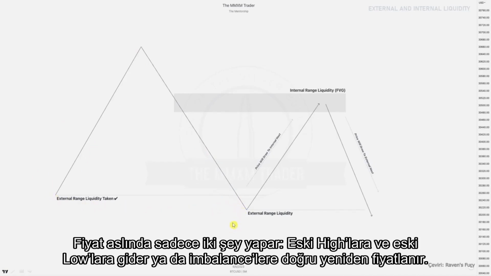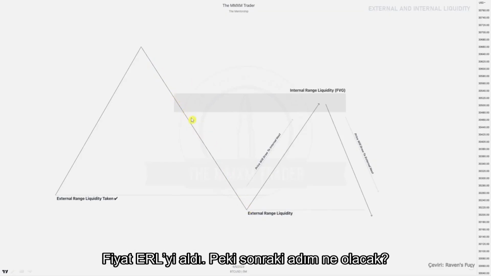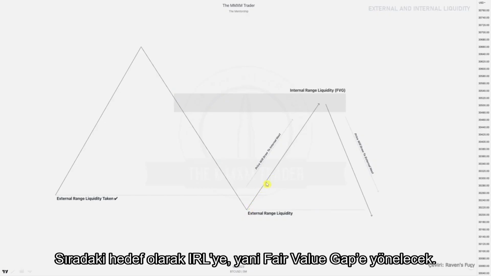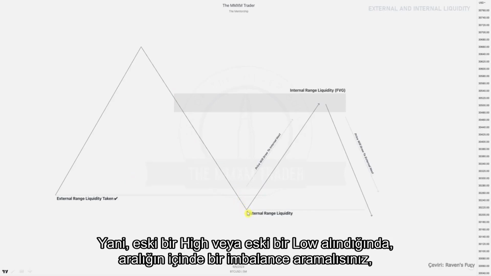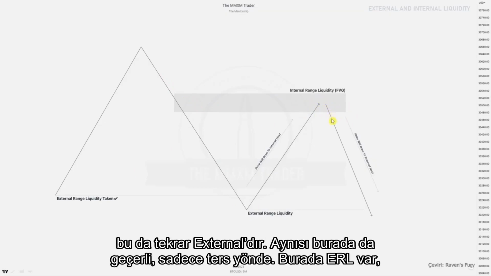Now, price only does two things, right? It goes to old highs and old lows, or seeks to reprice into imbalances. So in this range where we draw lower from, there was a fair value gap or an imbalance up higher. Price took out external range liquidity. So what is the next thing price will do? Price will draw to internal next, which is that fair value gap. So think about it, when you see an old high or an old low get raided, you want to look for an imbalance inside that range to get repriced into, right? And then once that gets hit, we can move for the next one, which is external again.